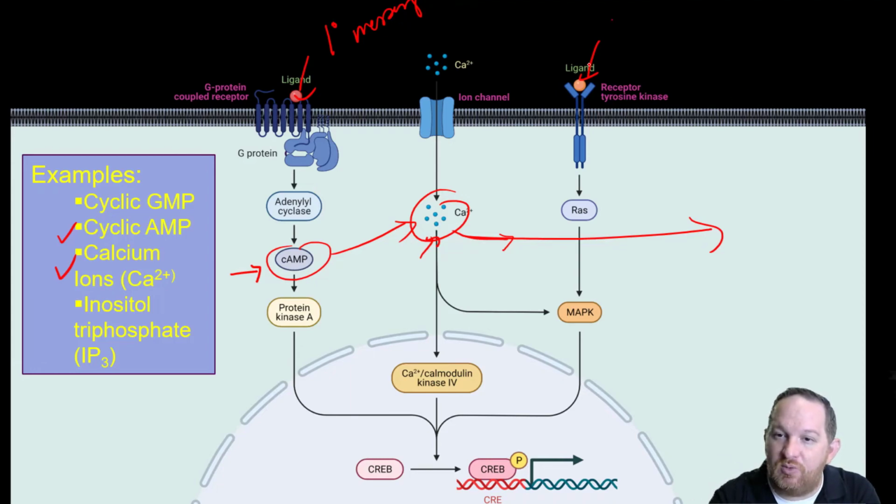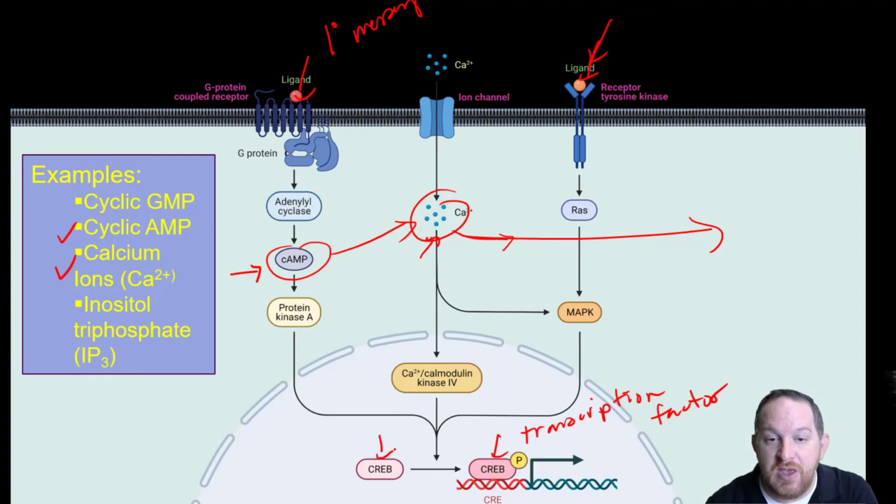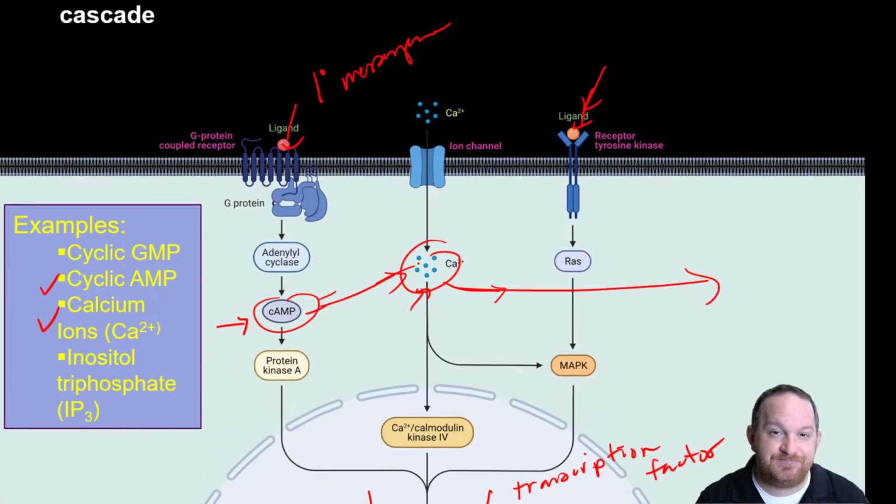So the whole thing started when the ligand bound to the receptor, but we need the stuff inside the cell now to continue as well. What you're seeing here happens to be the CREB cascade, and this is just a transcription factor. So this is the specific series or pathway to activate CREB, which is a transcription factor. And these secondary messengers, like you see here, were essential in that process.